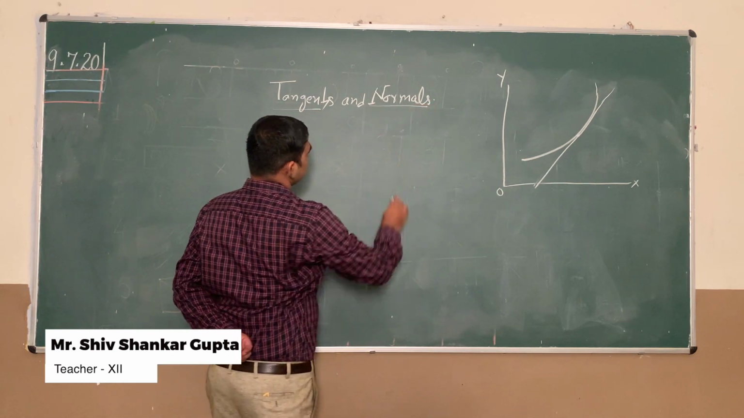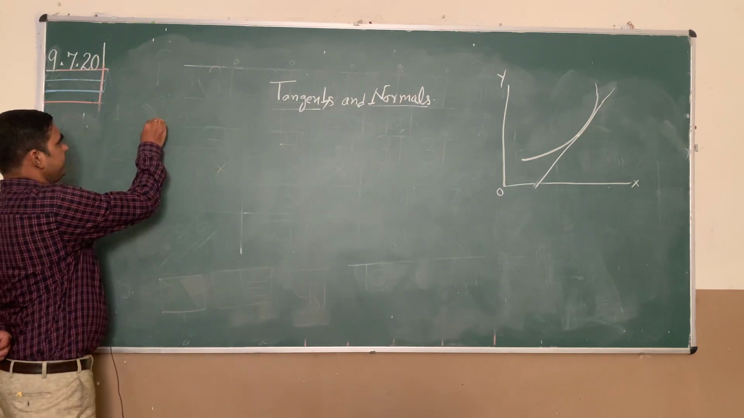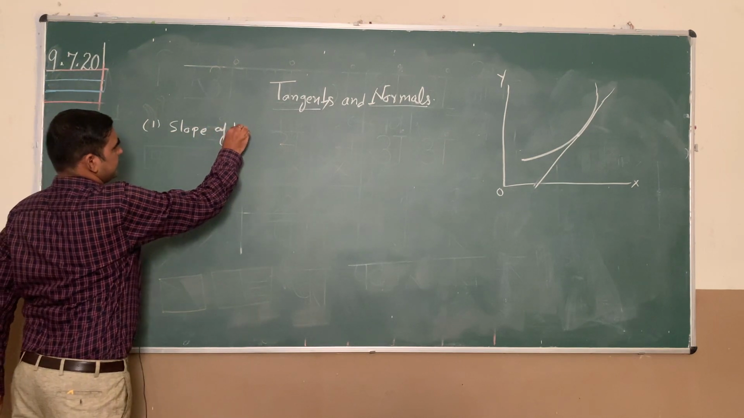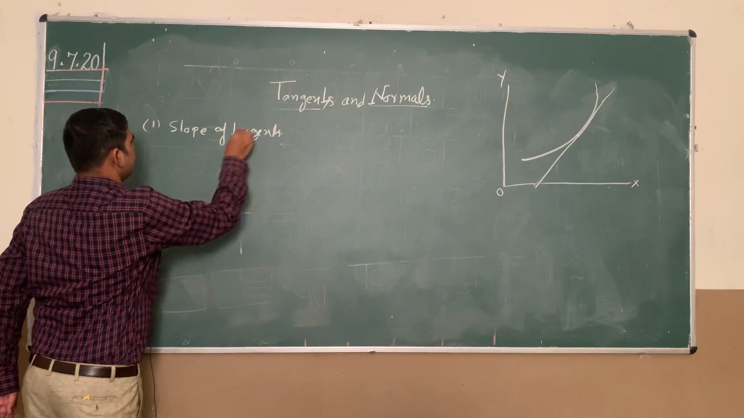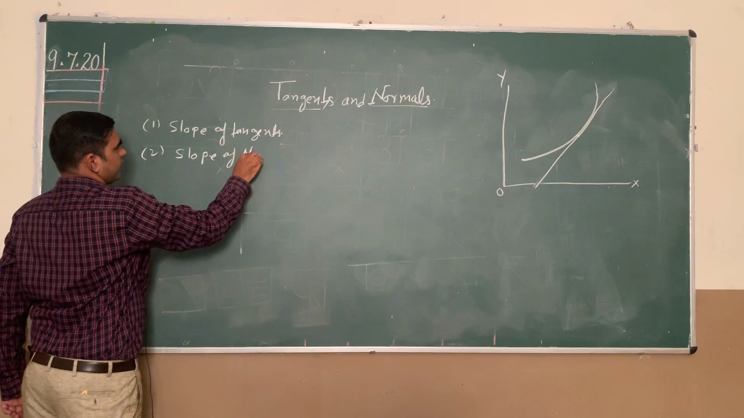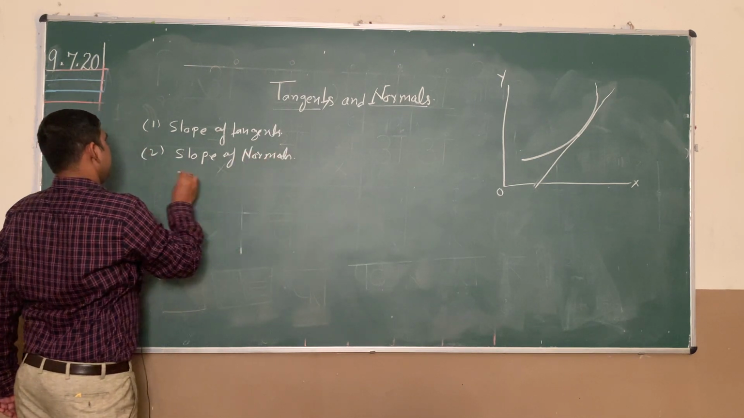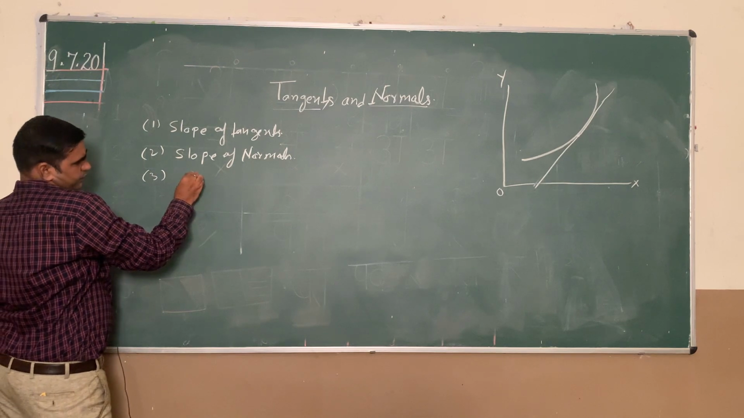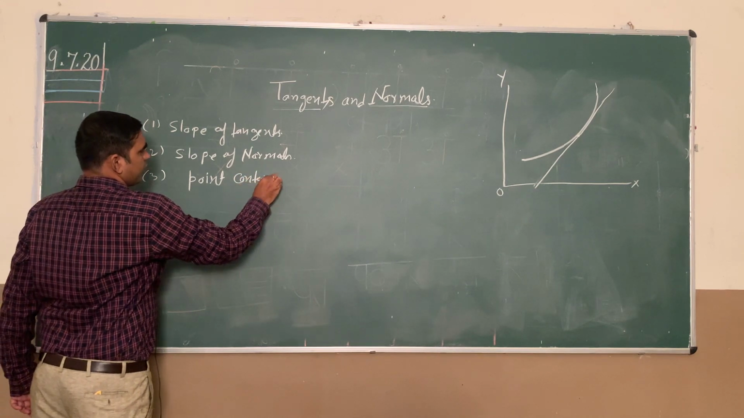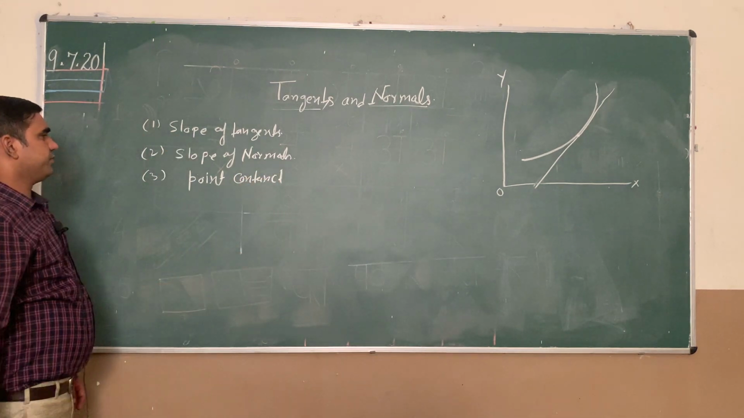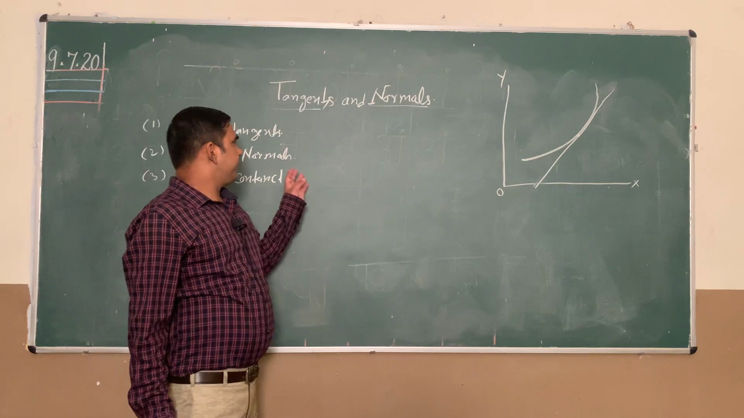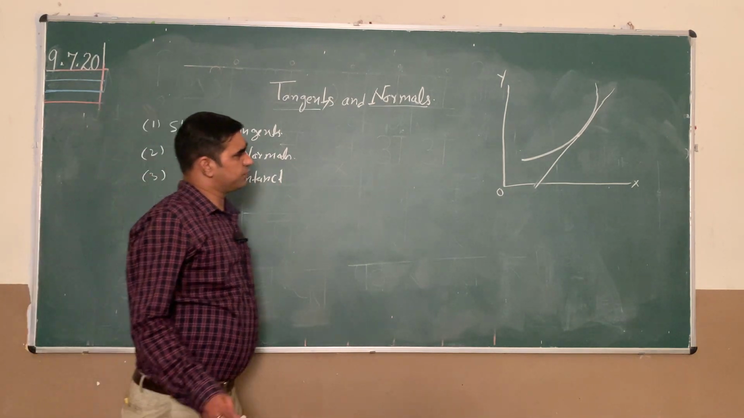Tangent and normal. So basically here we first explain slope of tangent, then second slope of normals, and then third point is point of contact. After these 3 points we go to the equation of tangent and equation of normal and point of intersection of two curves.